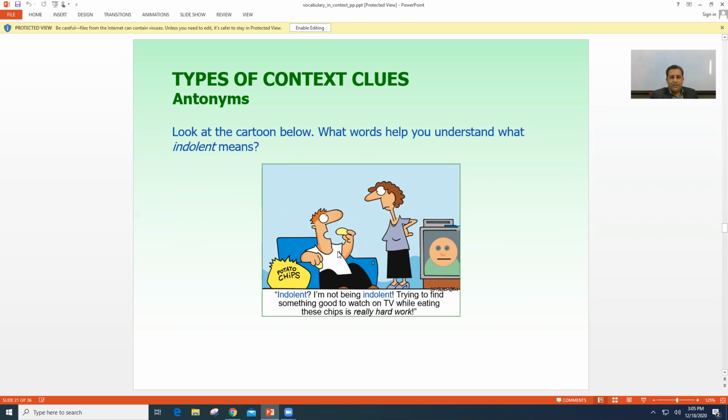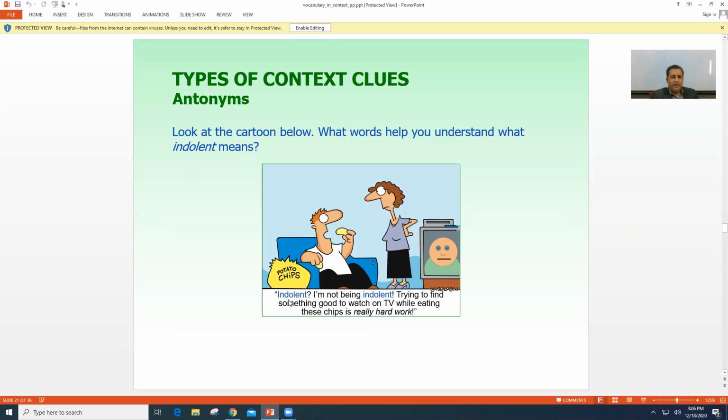Now, as you can see, this man is eating potato chips, and he's sitting on a sofa, and perhaps he's watching TV, and this lady doesn't seem happy. And the man is saying, indolent? I'm not being indolent. Trying to find something good to watch on TV while eating these chips is really hard work.